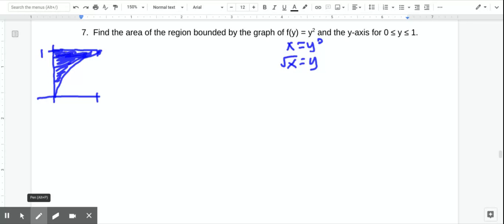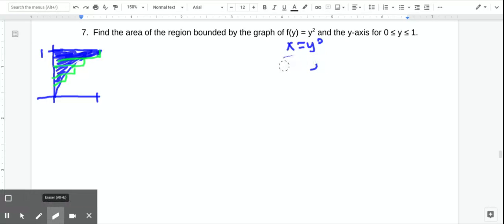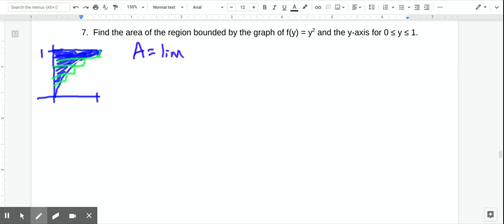Okay, so when we go to draw our rectangles, our rectangles are going to go this direction. Okay, they'll be in the y direction. So the process is going to be the same, except everything's going to be in terms of y instead of x. So we still want to find the area by taking an infinite number of rectangles. So as n approaches infinity, we're going to take all of those rectangles, the area of all of them, and add them together.